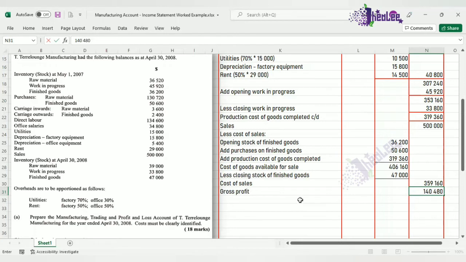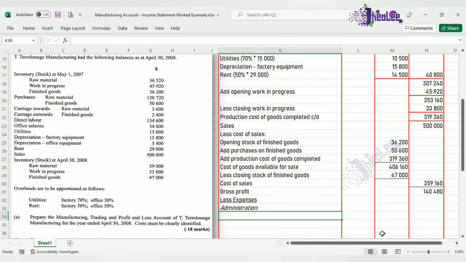$140,480. Our next aim is to look out for any additional revenue, but in this question, there is no additional revenue. So what we're going to do is to proceed to less expenses. Now, remember that in a manufacturing concern business, we have three categories of expenses. So once you have any expense relating to any of those categories, you have to identify them. So we're going to pick up our administration expense, and our admin expenses are, we have the first one, which is office salaries.